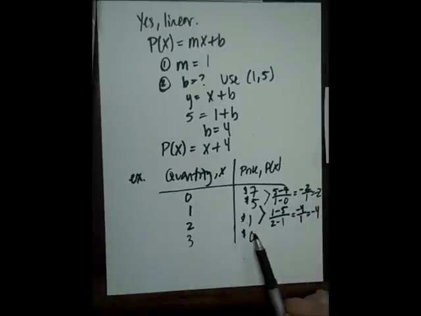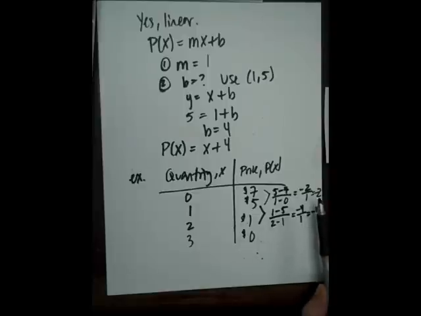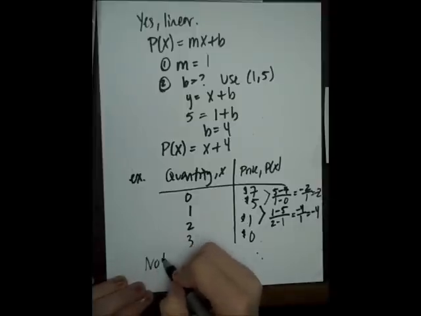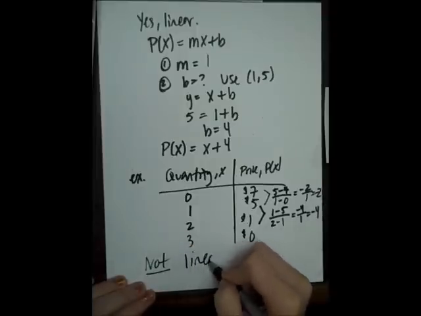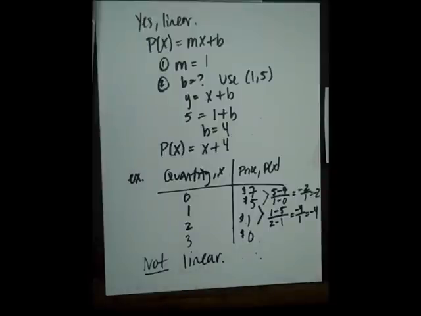Without even looking at the rate of change between the last 2 points, the rate of change from point 1 to point 2 was negative 2. The rate of change from the second point to the third point was negative 4. These two numbers are not the same, so this is not linear. So if you want to know if it's linear, find the rate of change between any of the 2 points. If they're all the same, then it is linear.